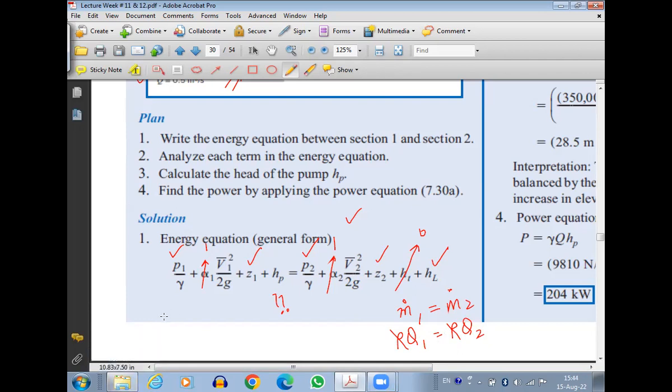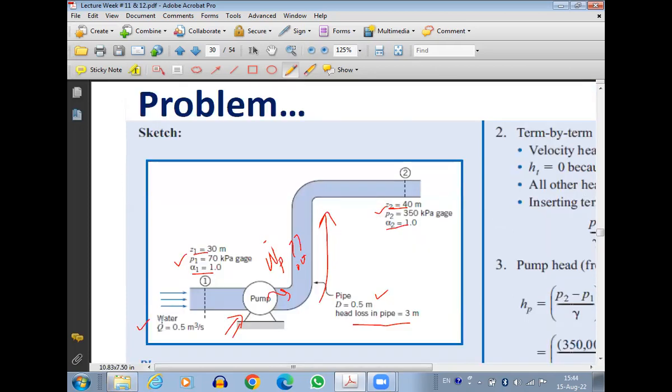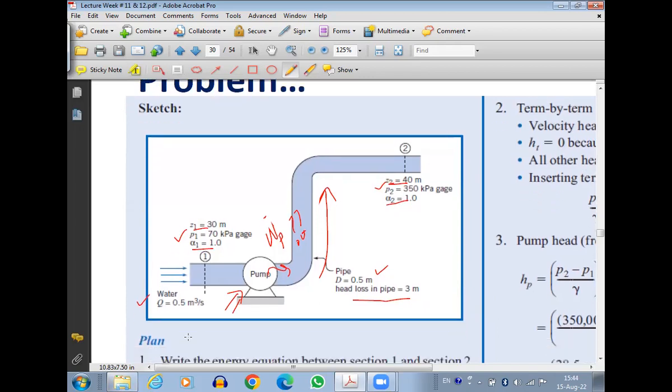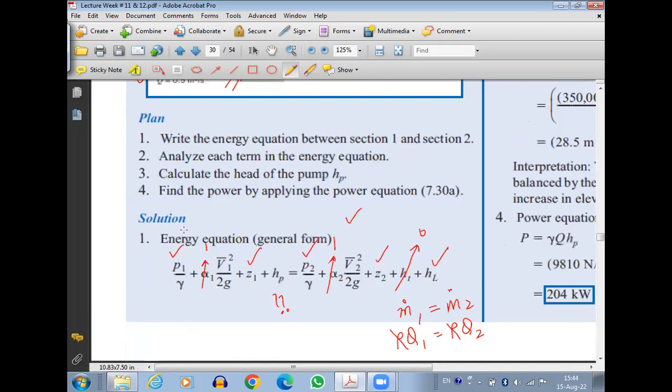So we have the volume flow rate. Volume flow rate in the system is mentioned. Volume flow rate is 0.5 meter cube per second. So we know what is Q1. If we know what is Q1, then that will be the same as Q2 because there is no variation in density as the flow is considered incompressible. So the formula for volume flow rate is A1 V1 equals A2 V2.